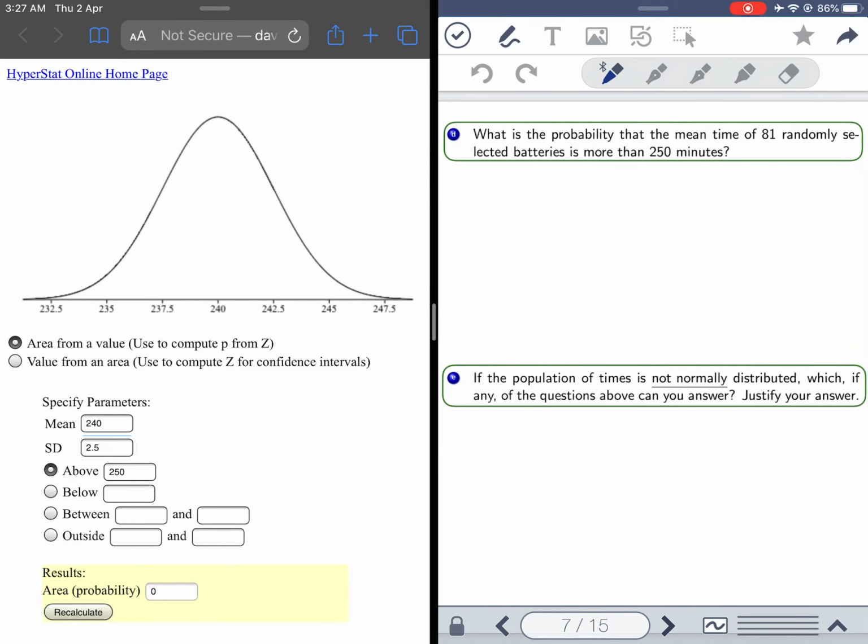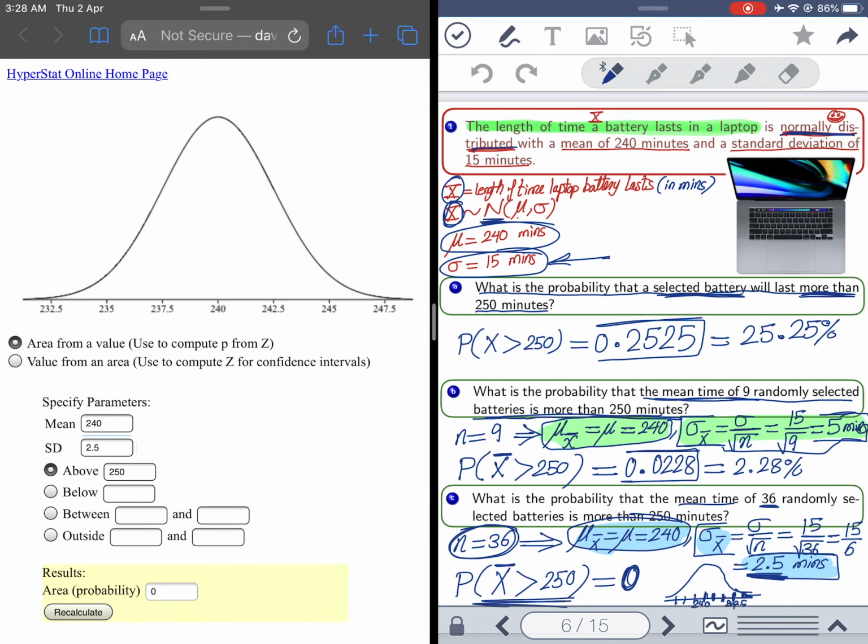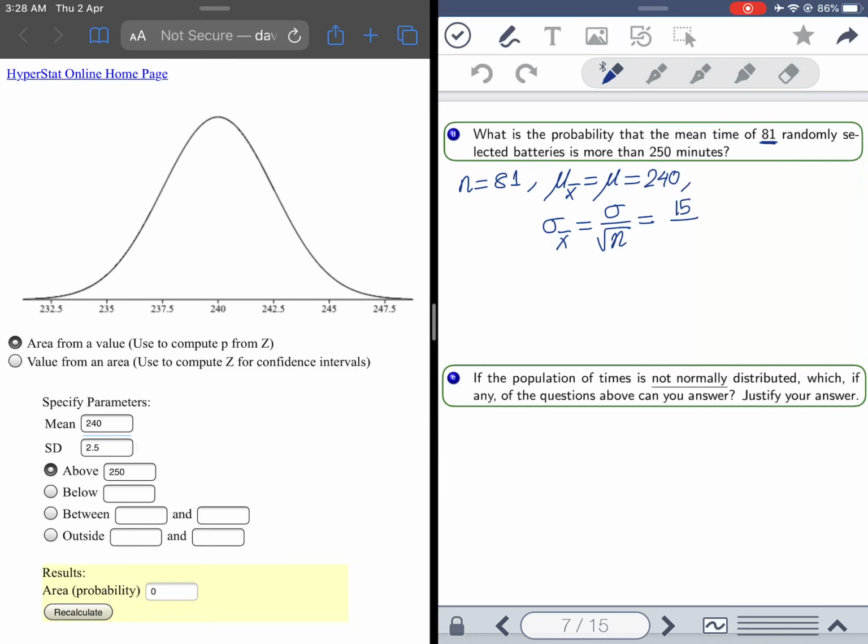Now let's go to the next one. It's exactly the same question, but you have 81 batteries. So n here is 81, and mu x bar is the same as mu, which was 240, and the standard deviation of the sample means is the standard deviation of the population divided by the square root of the sample size. The standard deviation was 15, remember? So we put 15 over radical 81, which is 15 over 9. On your calculator, you'll find it's 1.666 forever, so approximately 1.667. So now this is our mean and this is our standard deviation.